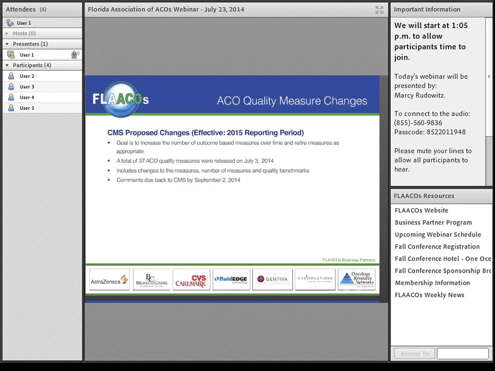So, effective for the 2015 reporting period, there are a significant group of changes, okay? There are a total of 37 ACO quality measures that were released. Some of these are new, some of these are revised, and some are in fact being retired. So the goal is as we cross over and make milestones in care coordination, that we continue to raise the bar and the quality benchmarks to continue to improve that health and population health management group for the overall communities that we serve.